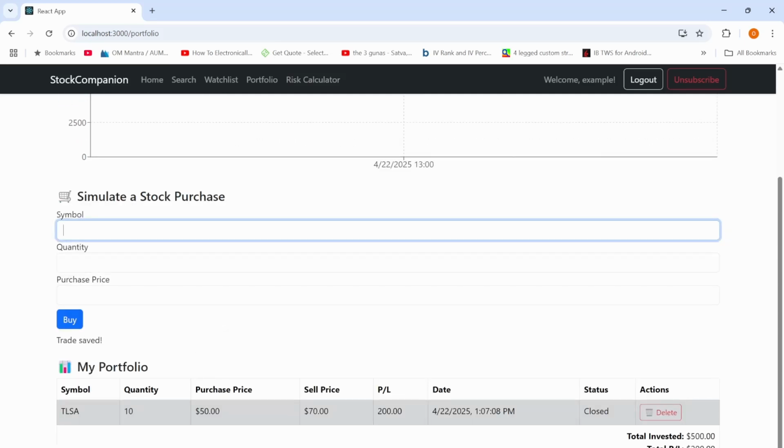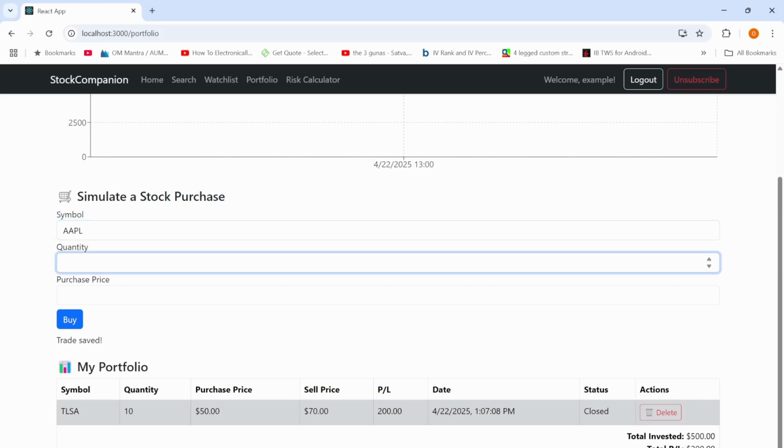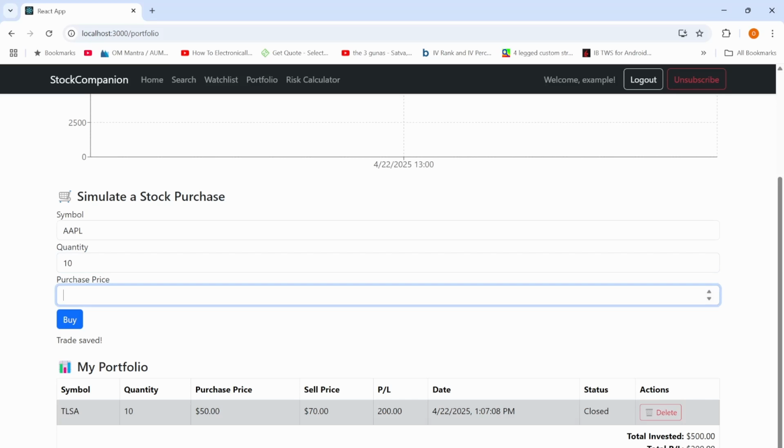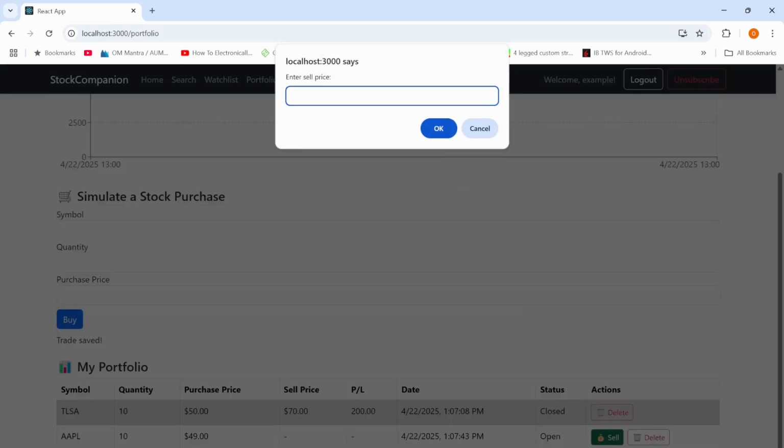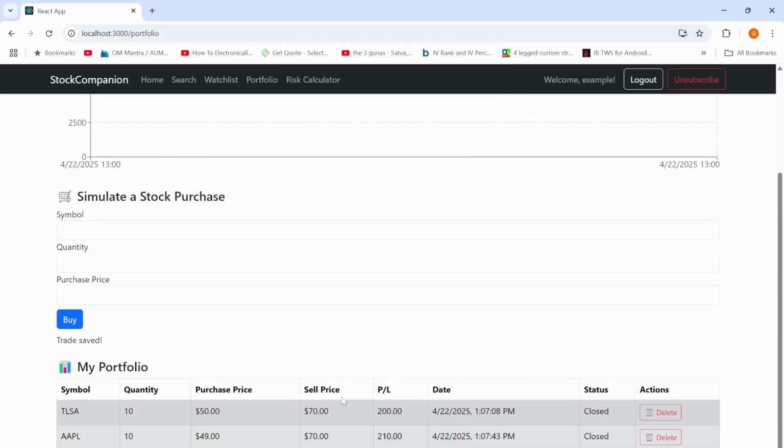And let's try Apple, AAPL. Quantity, let's also go with 10, and let's buy around $49. After watching our trade for a while, let's sell. It goes up. We sell for about $70. We've got a nice profit going on.